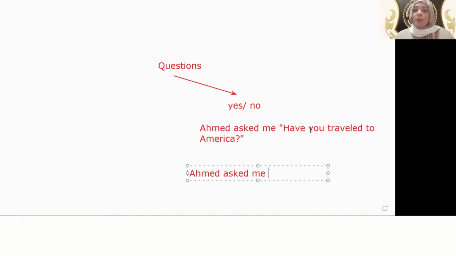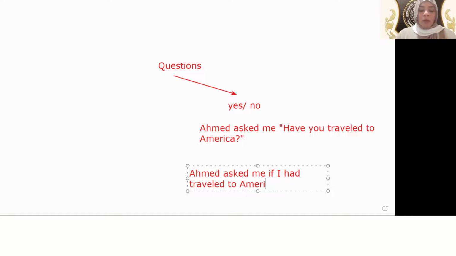So we will start with the subject. You will be, he asked me, if I, what? If I. You will be I, and then have traveled will go backward one tense. Present simple will be past, present perfect will be past perfect. So, if I had traveled to America, okay, and a period at the end. This is another kind of question.